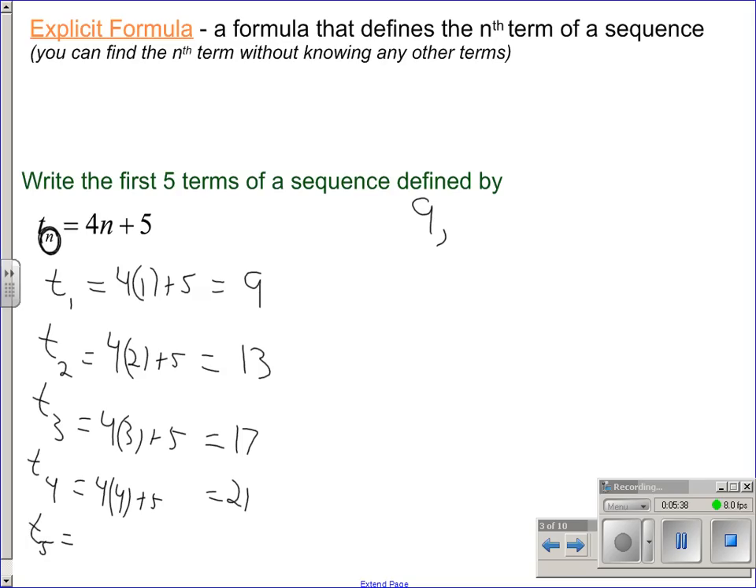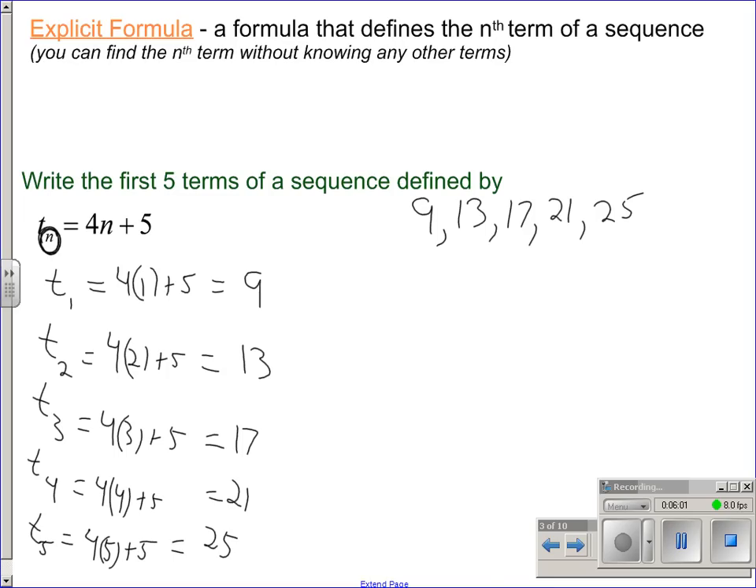And t sub 5, because we want the first 5 terms: 4 times 5 plus 5. So that's 20 plus 5, which is 25. So the first 5 terms of our sequence, listed as a sequence: 9, 13, 17, 21, and 25. There's the first 5 terms of this sequence.